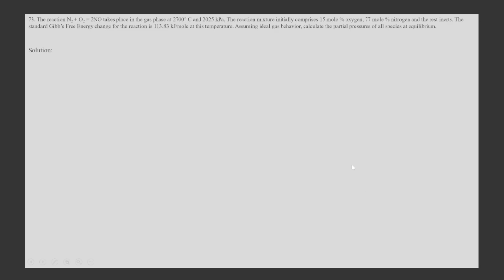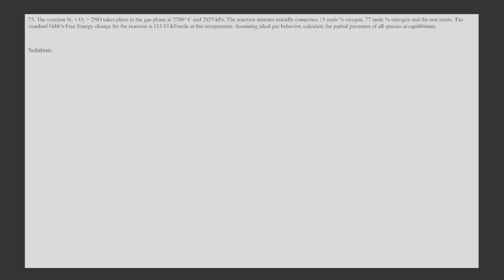Okay, so switching over to the next question. The reaction N2 plus O2 gives 2NO, taking place in the gas phase at 2700 degrees Celsius and 2025 kilopascal pressure. The reaction mixture initially comprises 15 mole percent oxygen, 77 mole percent nitrogen, and the rest inert. That means 8% inert: 15 plus 77 is 92, so 8% inert. The standard Gibbs energy change for the reaction is 113.83 kilojoule per mole.